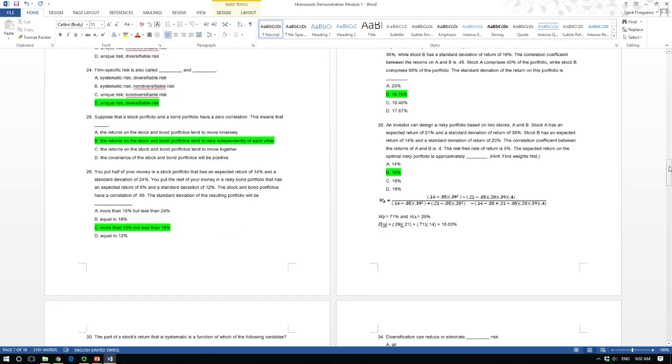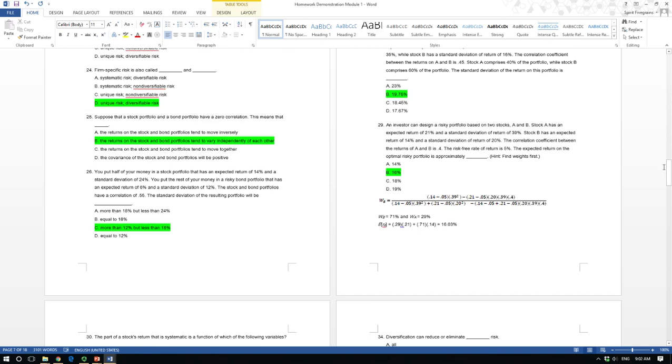Number 25. Suppose that a stock portfolio and a bond portfolio have a zero correlation. This means what? Well, zero correlation means they do not move in the opposite direction or the positive direction. There's no clear pattern in terms of their co-movement. So here, the returns on the stock and bond portfolios tend to vary independently of each other. That's what zero correlation means. They do not correlate to each other whatsoever. Therefore, the returns tend to vary independently of each other. So B is the best answer.